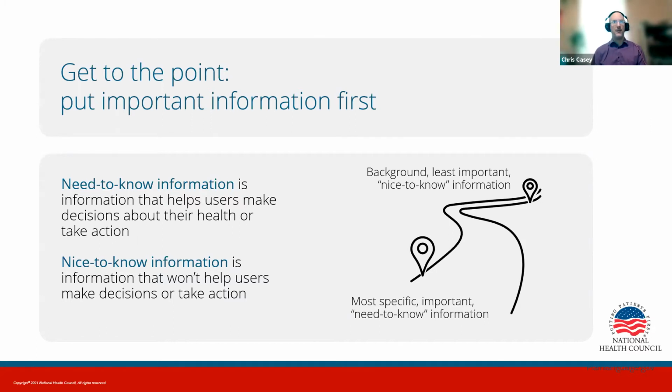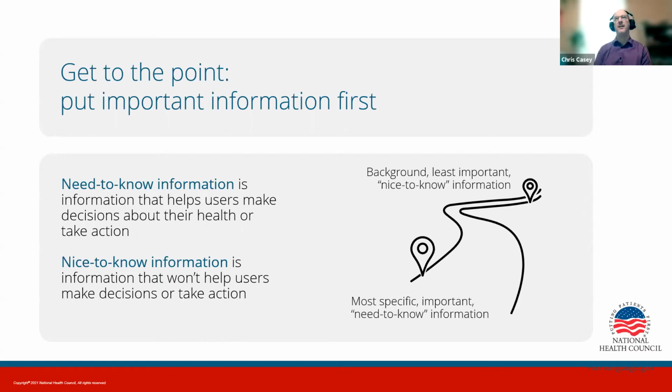On the right here, this little illustration uses the metaphor of a road. As you help users go down the road of your content and navigate that road, if they don't make it, put the most important thing first. If they don't continue down the path that you'd like them to go down, at least they'll see that need to know, that most important, most specific information. And then put the background information or the least important information last.